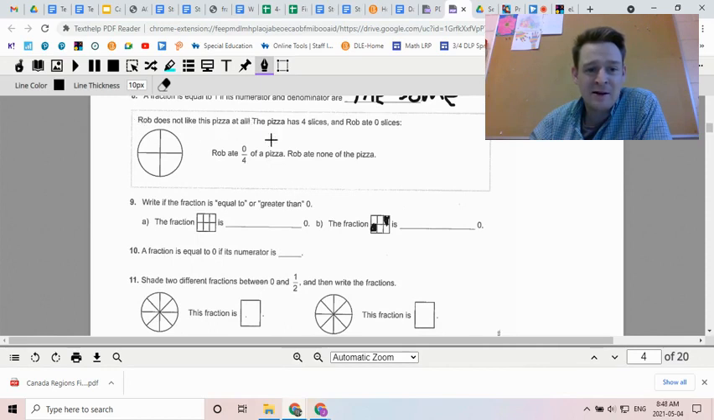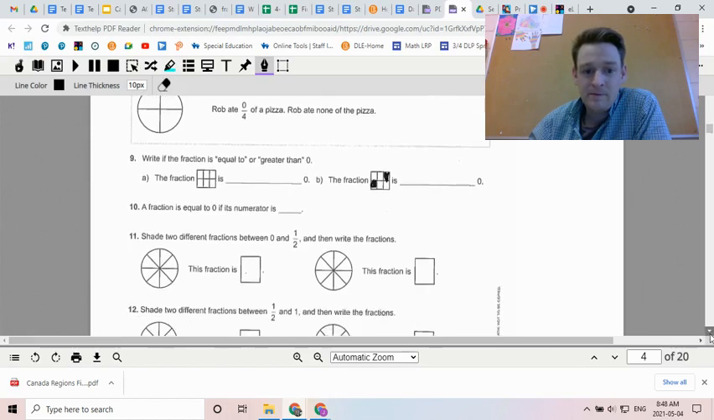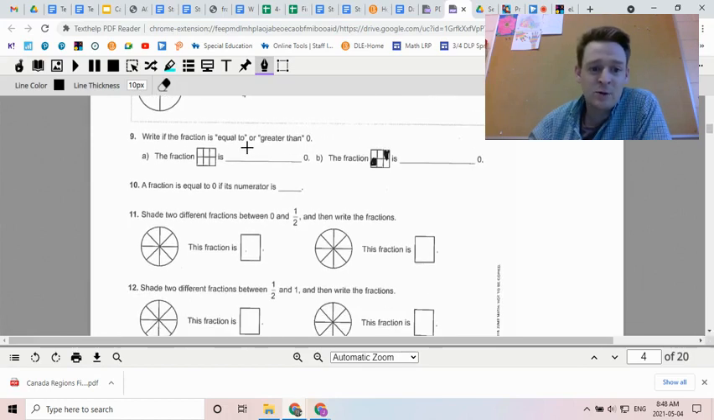Here, Rob does not like this pizza at all. The pizza has 4 slices. He ate 0, so he ate 0/4 of a pizza. Rob ate none of the pizza. So write if the fraction is equal to or greater than 0. So this first fraction would be equal to 0, right? We have 0 things shaded in. And B, this fraction with 2 pieces shaded in, 2/6, would be greater, right? Something is bigger than nothing. Number 10, a fraction is equal to 0 if its numerator is 0.